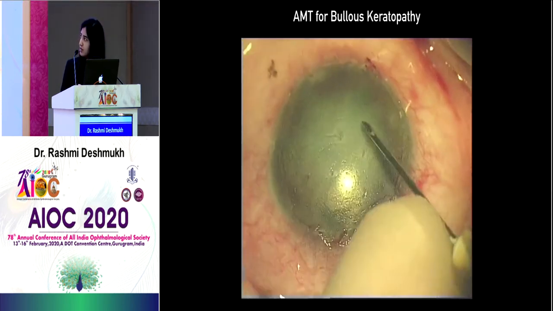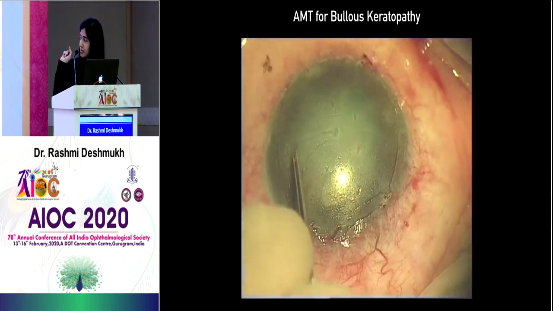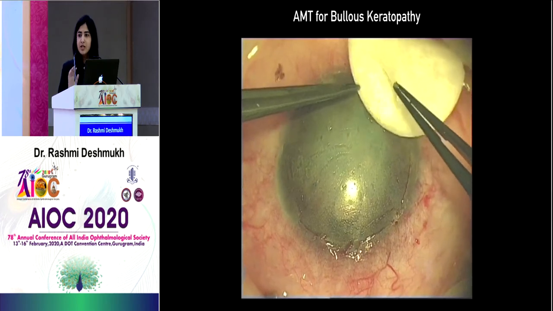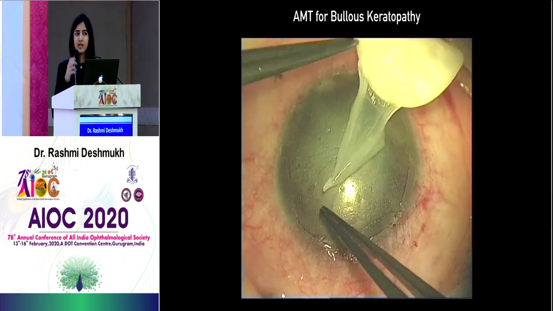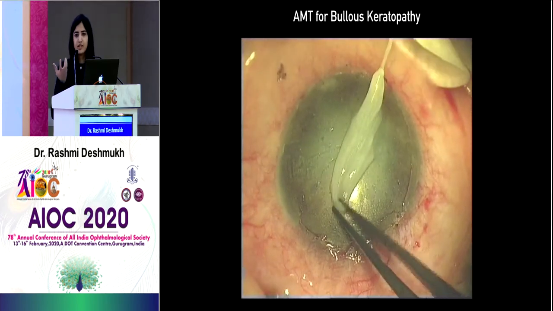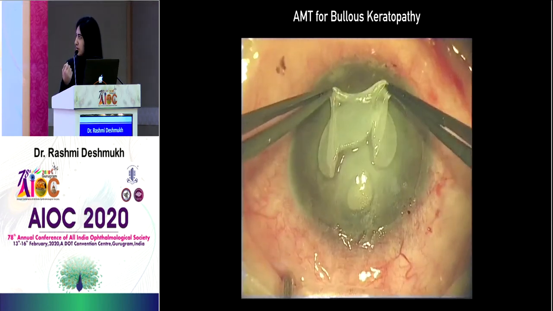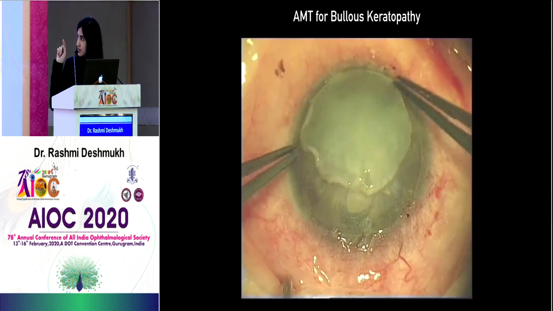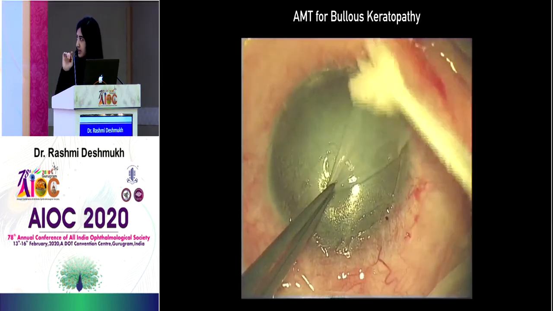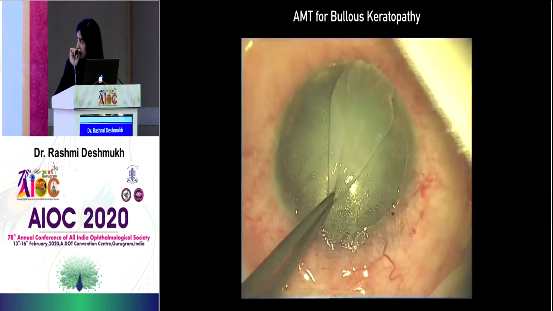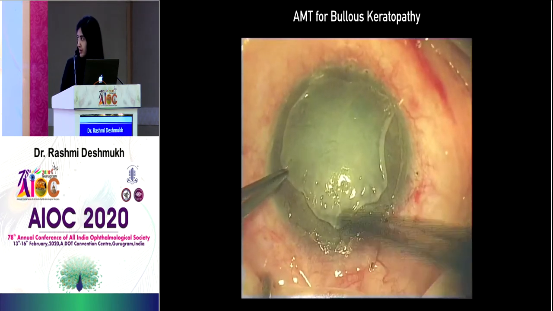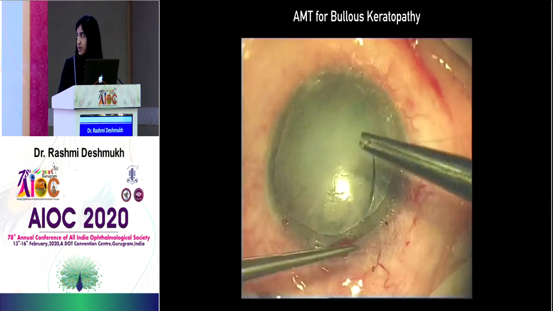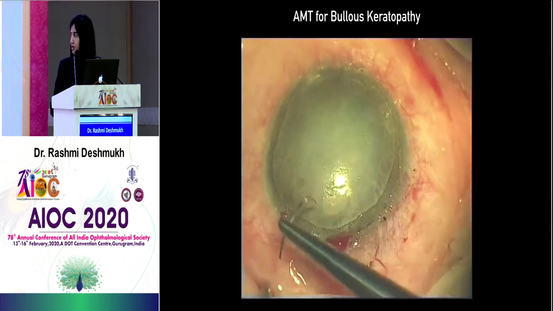And then these are small puncture marks which are made in the stroma. This helps in better adhesion of the amniotic membrane because the small stromal punctures help in migration of keratocytes, which finally help in incorporation of the amniotic membrane to the bed. And this is how the Omnigen is then placed. You can also use multiple layers if required. And then finally, the epithelium grows on top of the amniotic membrane.